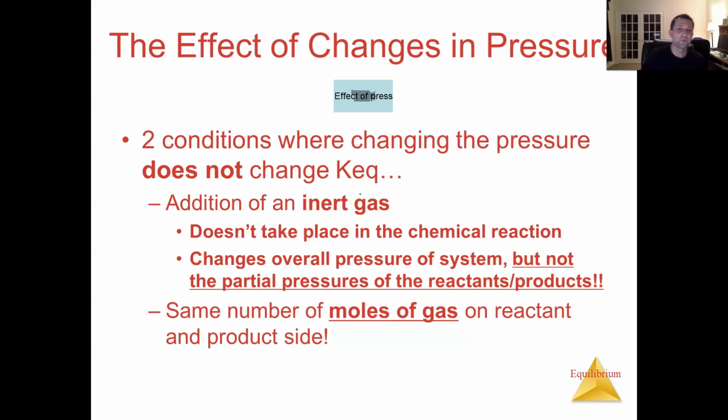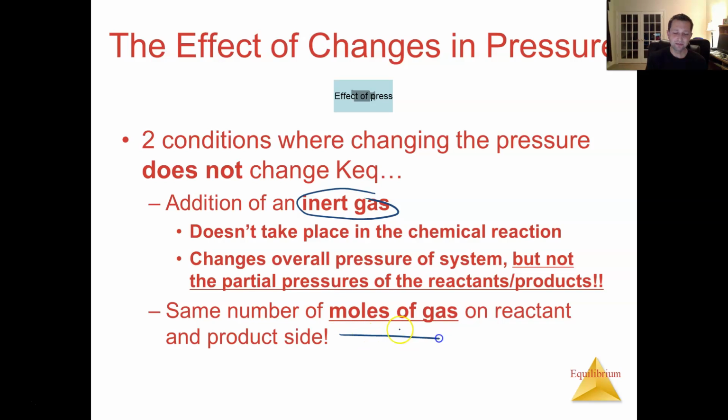All right, so there are two conditions where changing the pressure does not change Keq, first of all. So you can write these down. If you add an inert gas, something like nitrogen or any of our noble gases, it doesn't take place in the reaction. Inert gas means does not react. It changes the overall pressure of the system, but it doesn't change the partial pressure of your reactants or products. So the inert gas isn't reacting with anything, so Kp stays the same, Keq stays the same.